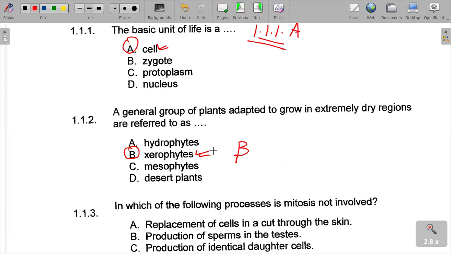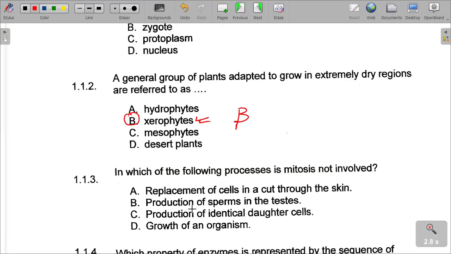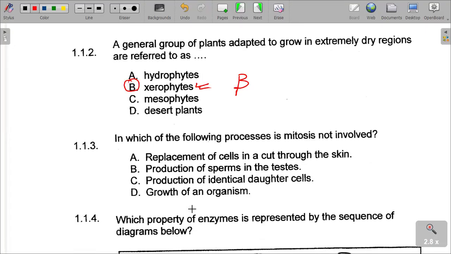And then the next question is saying, in which of the following processes is mitosis not involved? Replacement of cells in cut skin, it is involved. Production of stem cells in testes, it is not. Production of identical daughter cells. Growth of an organism, number 1.1.3.